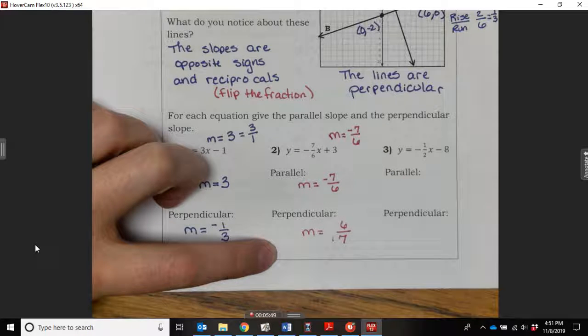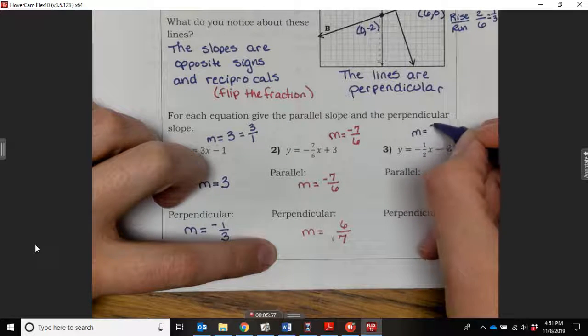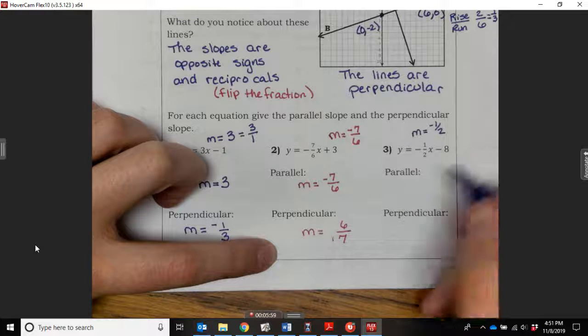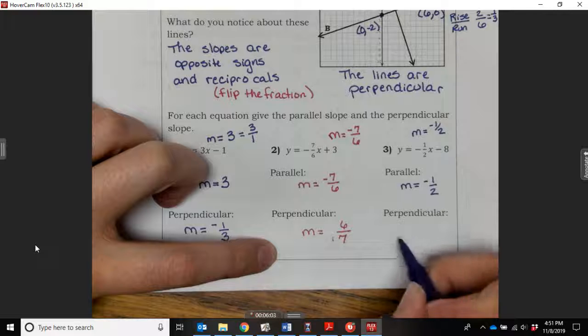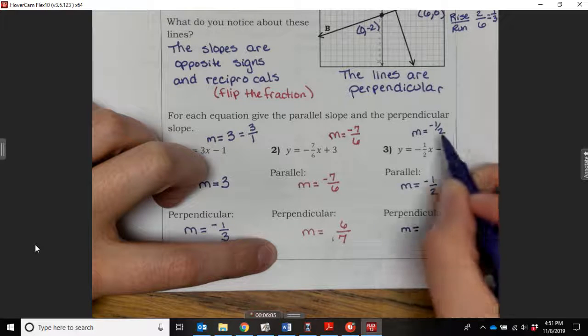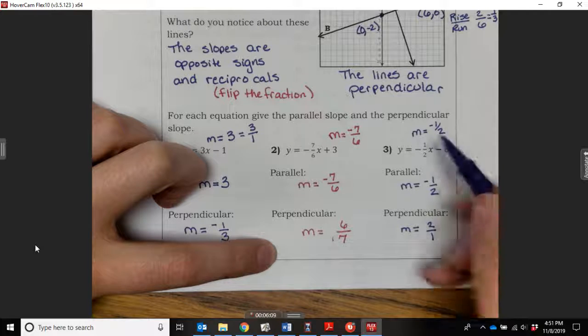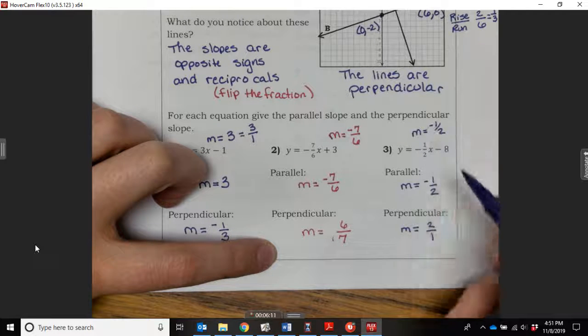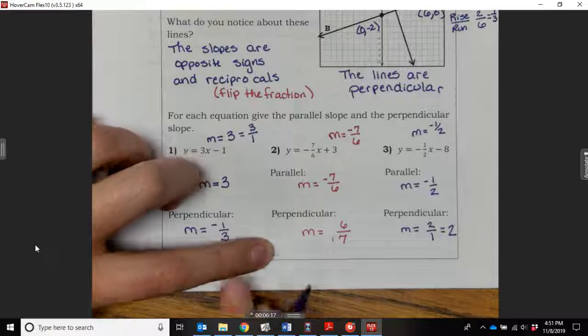And then number 3, y equals negative 1/2 x minus 8. My slope here is negative 1/2. If I want something parallel, I keep it exactly the same. And if I want something perpendicular, I flip it upside down, which would be 2 over 1, and I change the sign. So it was negative, now it becomes positive. But remember, anything over 1 is just that integer number.